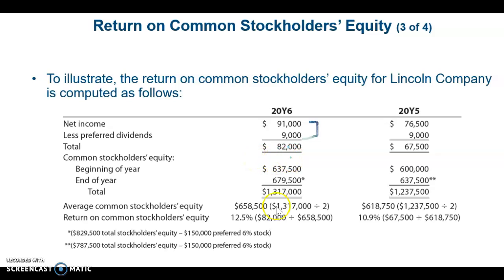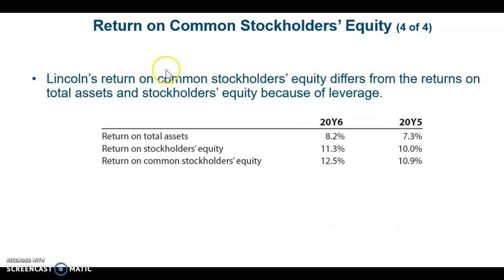Okay, your total numerator. Then you take beginning and ending stockholders' equity, divide by 2 to get your average. So our return is higher than last year, so that is a good thing for common stockholders. But we would want to compare that to the industry to see, am I as a stockholder doing as well as the industry average?